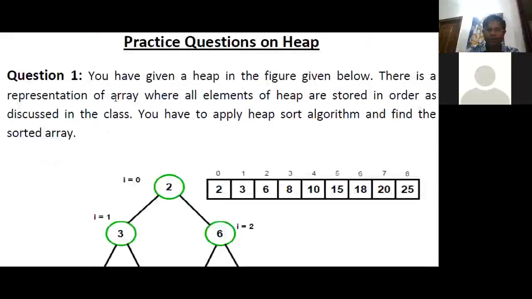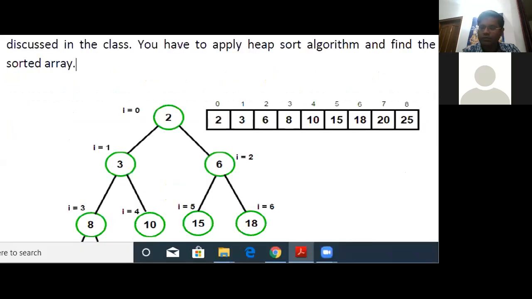Question number 1. You have been given a heap in the figure given below. There is a representation of the array where all elements of the heap are stored in order, as discussed in the class. Yesterday I told you the detailed array representation of a heap. You have to apply the heap sort algorithm and find the sorted array. So in this question, you have to apply the heap sort algorithm.